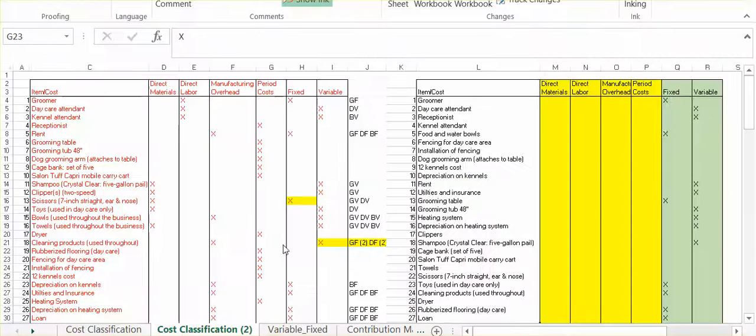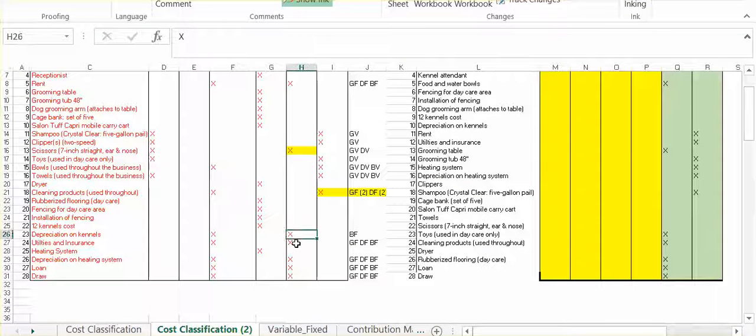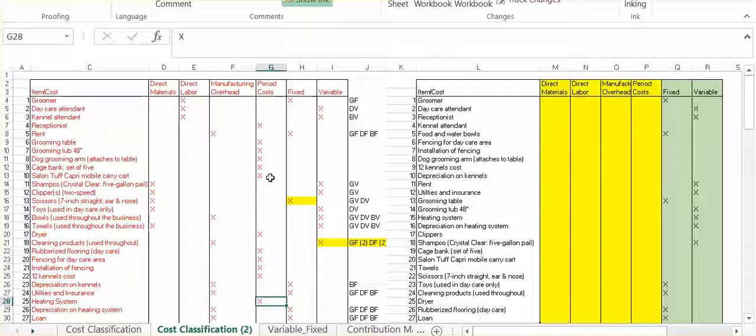I noticed there was a couple of depreciation items for the kennels and the heating system, and that works, but making them a period cost is kind of different from the way it's usually addressed. However, that's fine if that ends up being how we wanted to keep it. I just wanted to make a point, since I had this up and recording anyhow.